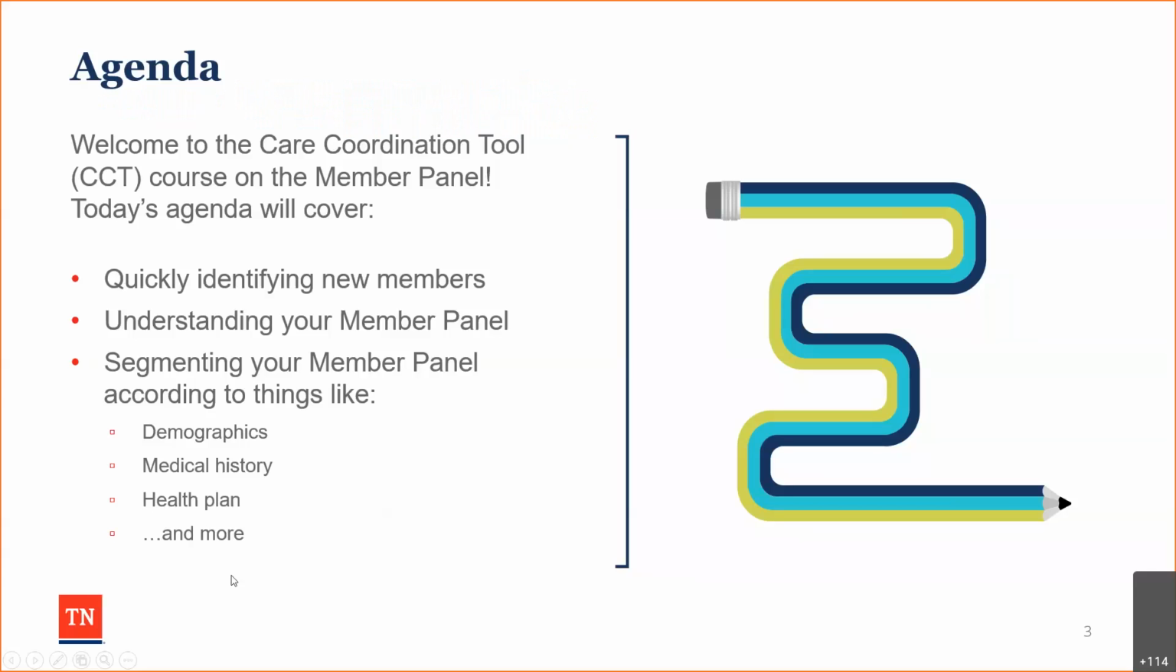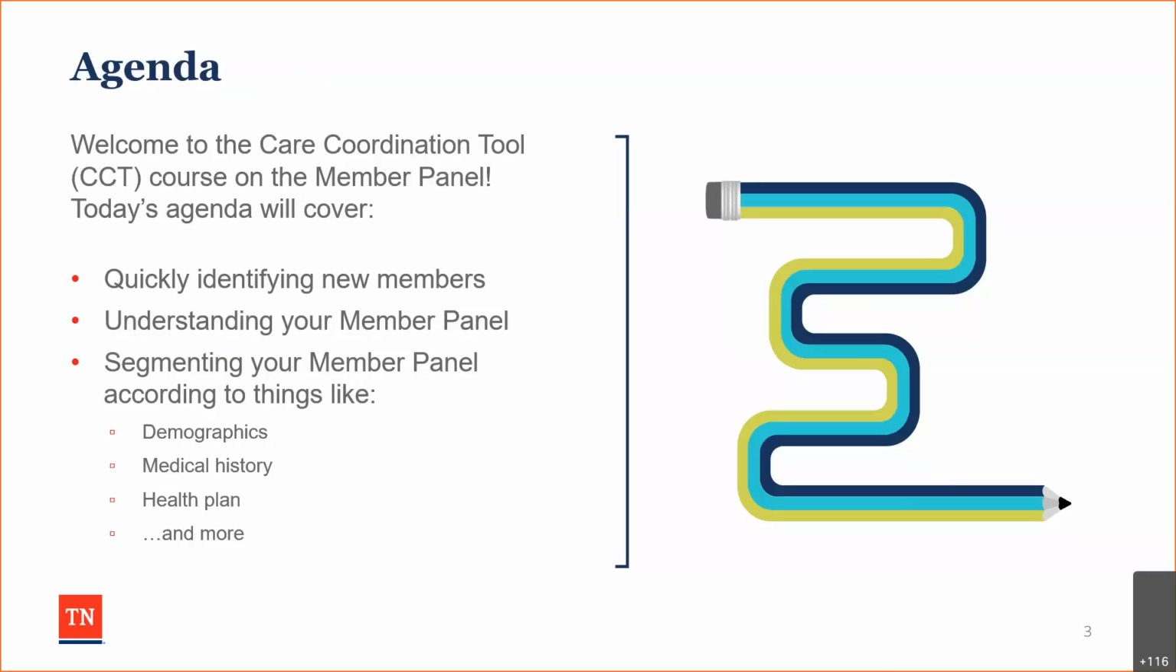All right, so onto the agenda. Today's session, we're going to be focusing on the member panel. This is going to be looking at how you can quickly identify all your new members, understanding your member panel, and segmenting out your member panel for things that may help whittle down into specific populations. So searching by demographics, medical history, health plan, and a lot of other things. So it's a bit more of a macro level view of your members today.